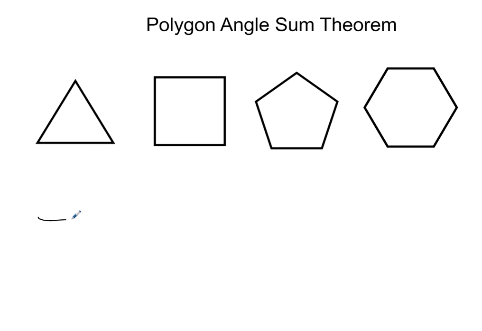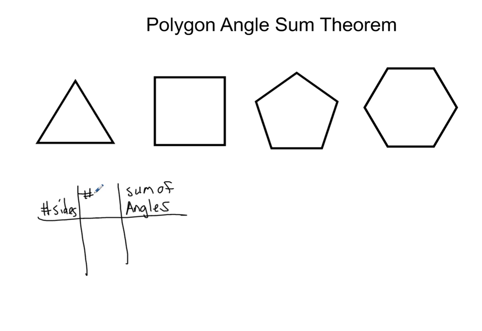I'm going to make a table down here to help us do this. So on our table we're going to have the number of sides. We're going to have the angle measure, or the sum of the angles. And then this third thing, I'm going to have the number of triangles I make. Because we already know if there's one triangle, it's 180 degrees. So with one triangle, that's three sides, it's 180 degrees.